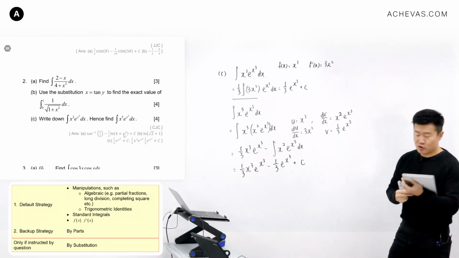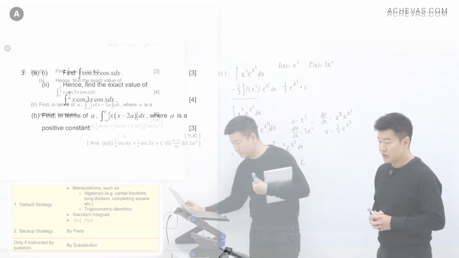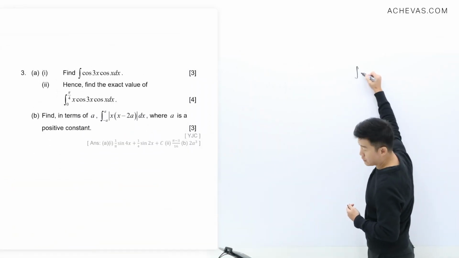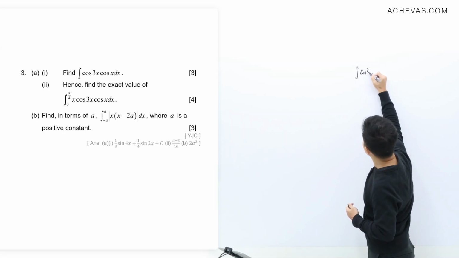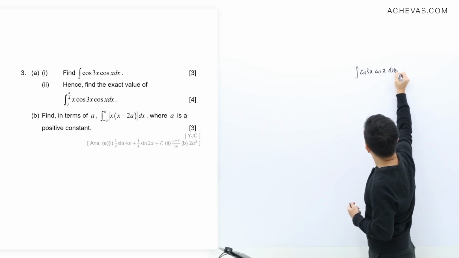Let's try question number 3 from YJC. For question number 3a part 1, we are supposed to integrate cosine 3x, cosine x.